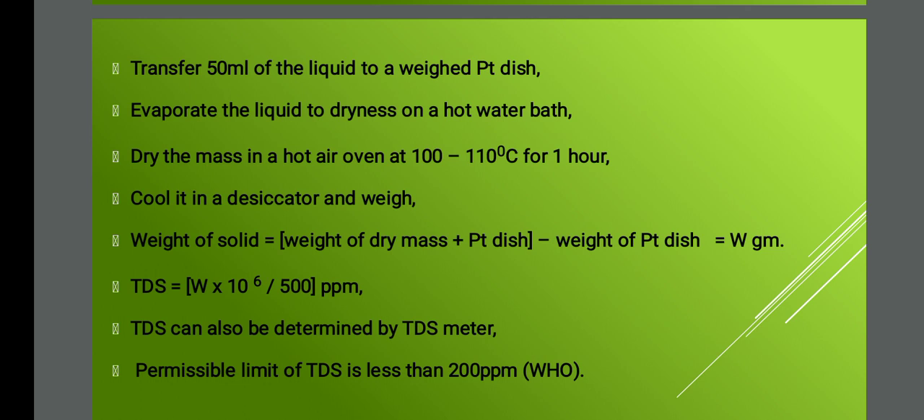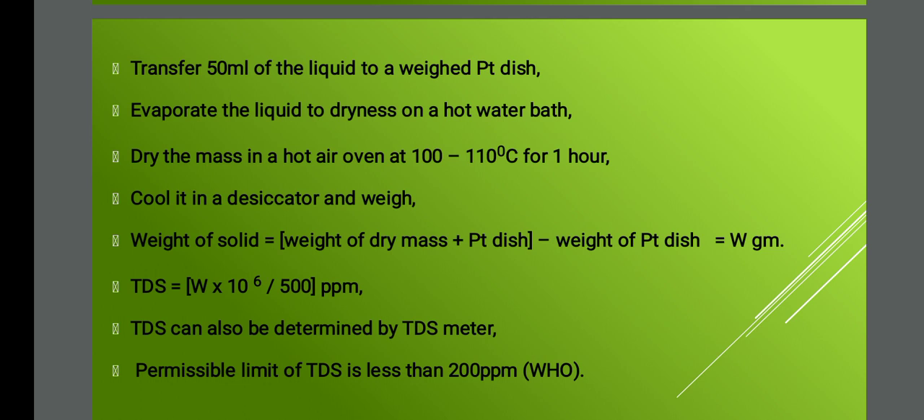After it evaporates, what you have to do here is dry it in a hot air oven to a temperature of about 100 to 110 degree centigrade for about 1 hour. Then after heating you cool it in a desiccator. Then you have to take the weight.